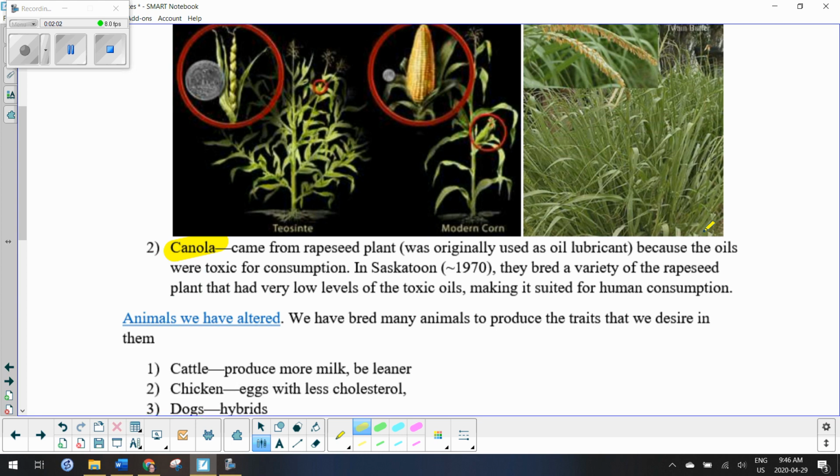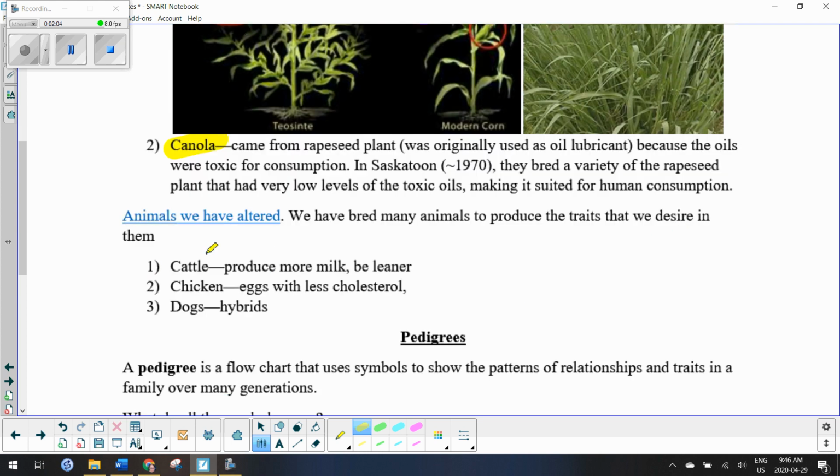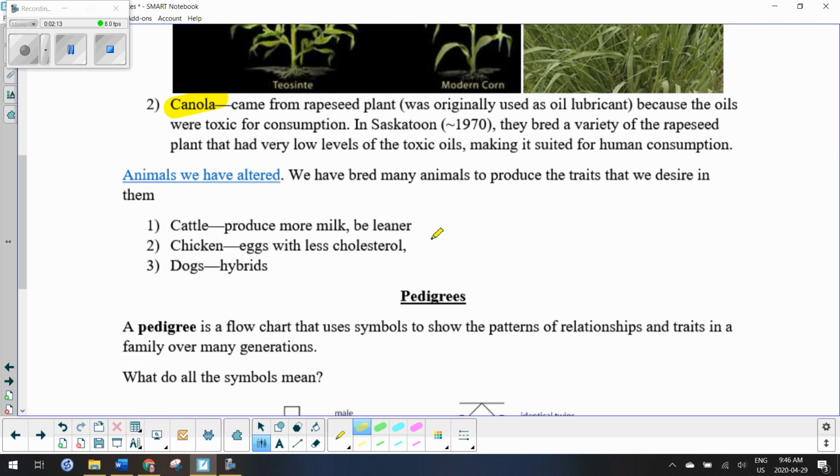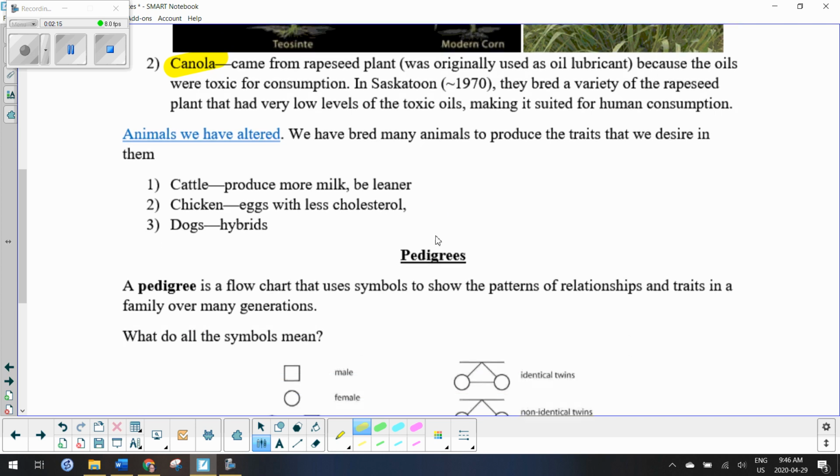Animals we have altered, we've done this quite a bit. If you click the link, you'll see some very unique organisms, and they're quite funny, so go ahead and click that link. We have bred many animals to produce traits that we actually desire in them. So for example, cattle, we breed the cattle to produce more milk and have leaner meat. So we're going to mate those females that produce a lot of milk in hopes that their offspring will also produce a lot of milk.